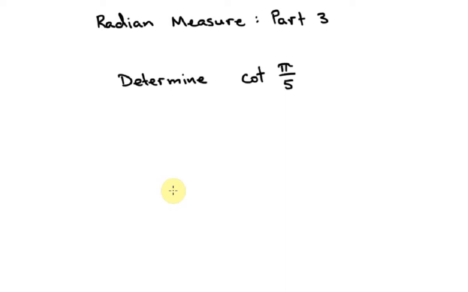First thing I'm going to do is a pretty simple example here, determining cotangent of pi by 5. First thing you've got to notice is pi by 5 is not exact. There's no way I can take my special triangles and dredge up a pi by 5, so that's just a little observation here. It's not going to be an exact answer. It's going to be an approximation.